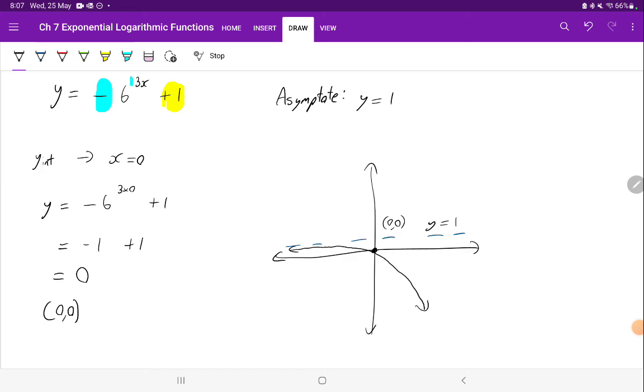Now, if you couldn't work that out for yourself, how else could we do this? Well, subbing in a few points would probably be the easiest thing to do. Just subbing in a couple of x values and seeing some extra points will give you enough guidance as to how to sketch the rest of it.